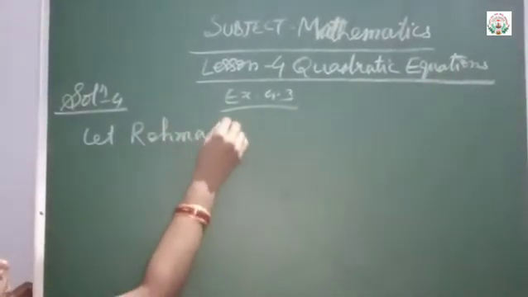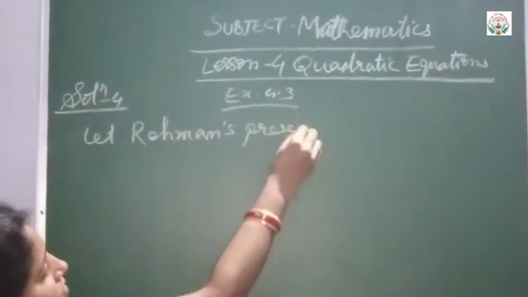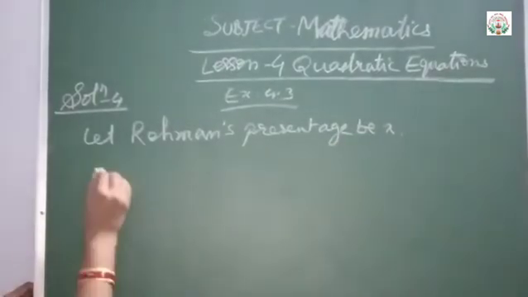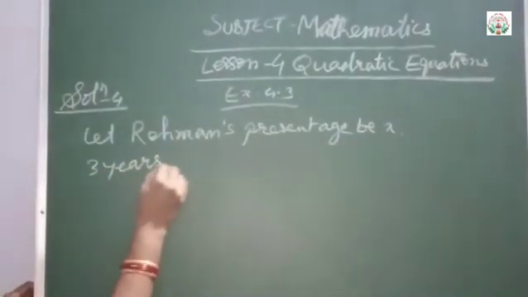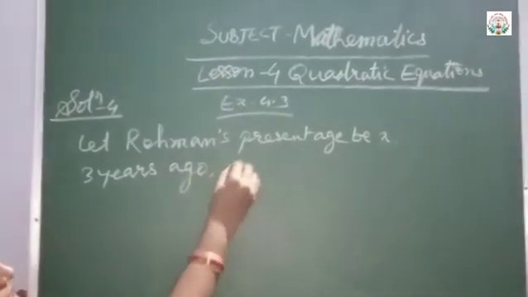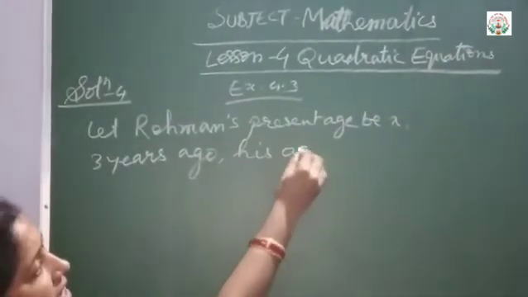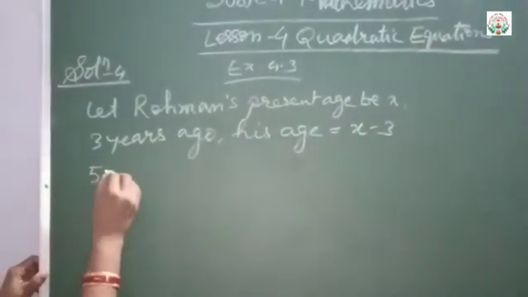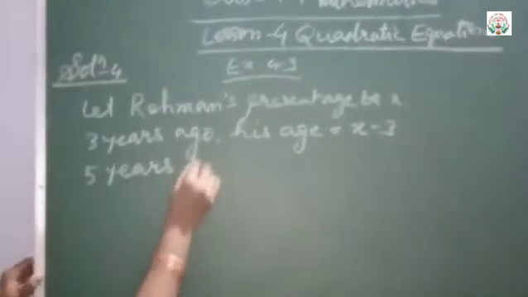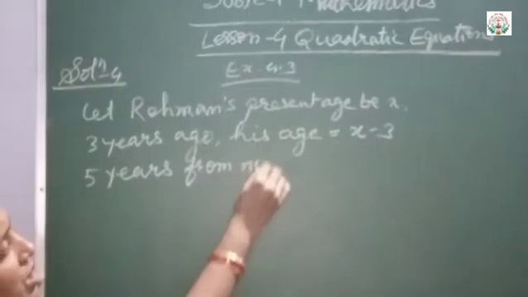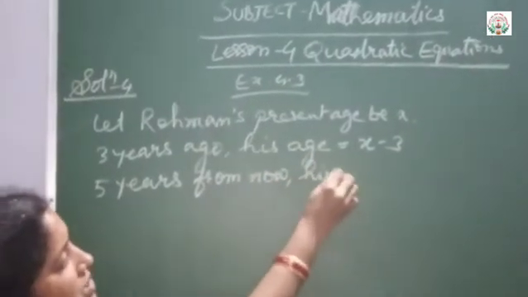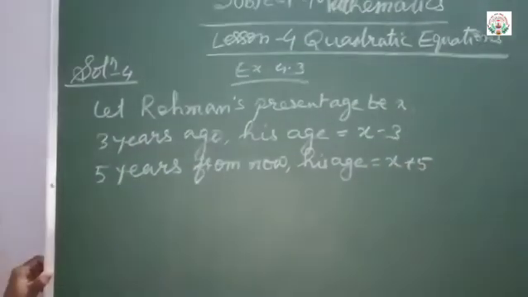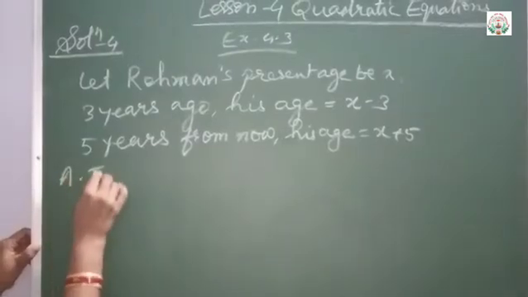Rahman's present age be x. Okay, then 3 years ago his age will be how much? His age equals x minus 3. Then 5 years from now his age will be how much? x plus 5. Okay, clear? Now according to the question, what is given?